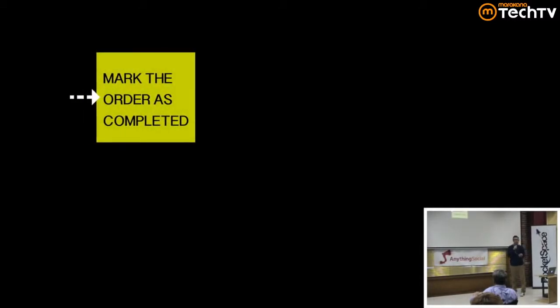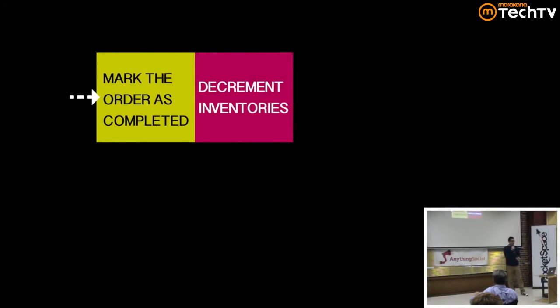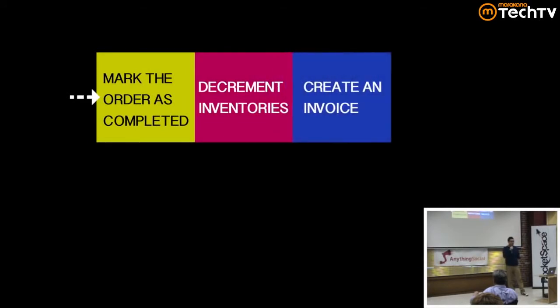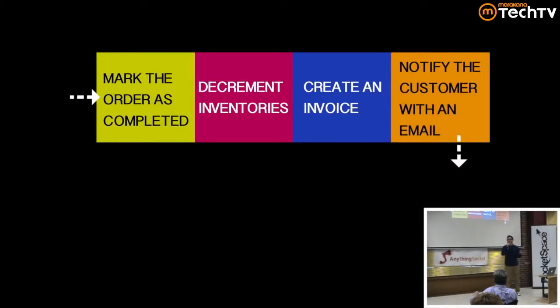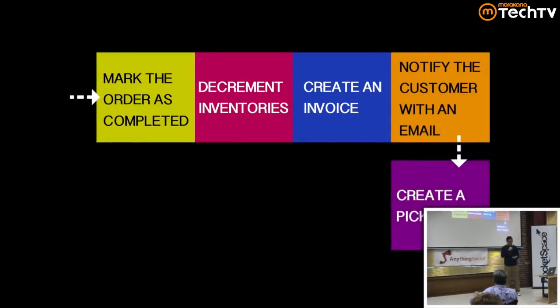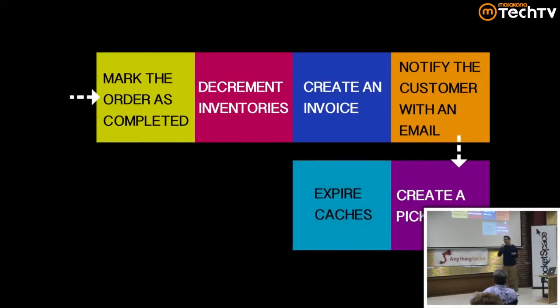First, we need to mark the order as completed. We need to decrement the inventories. We need to notify our customers with an email. And probably we need to create a big ticket that is going to be used at the warehouse. Also, if we use caching in our site, we might need to expire it because maybe the product is not available anymore, and we need to change the product's badge to sold out.